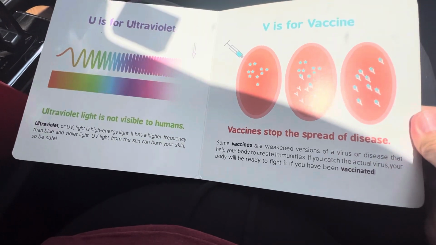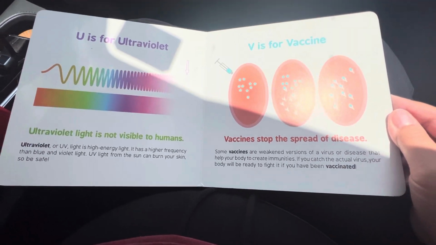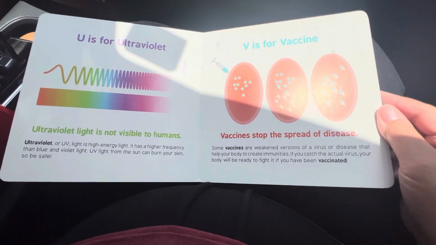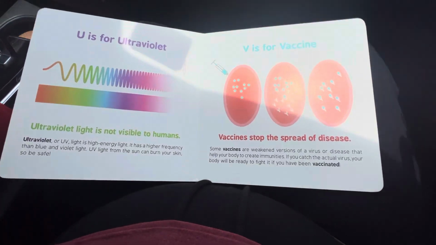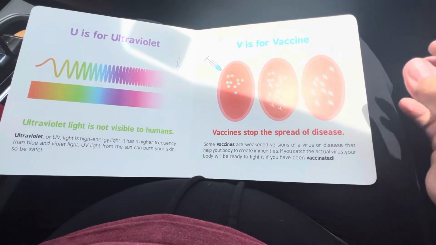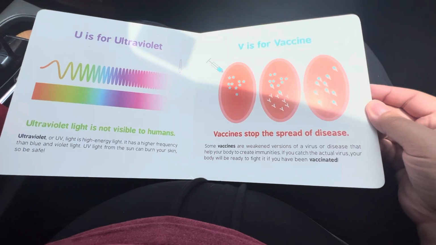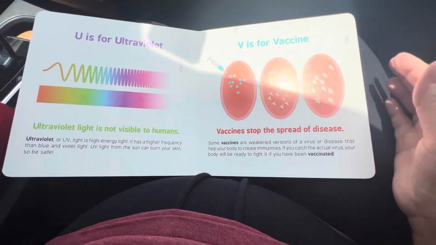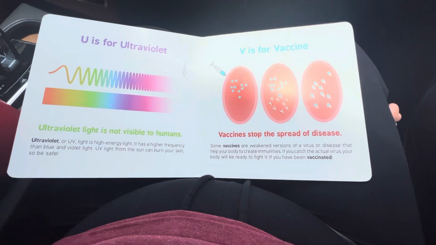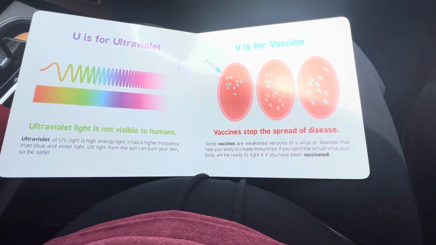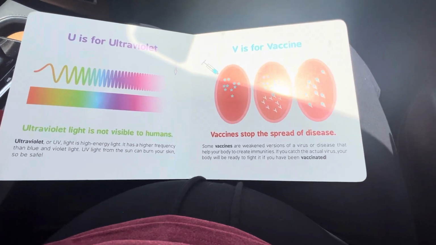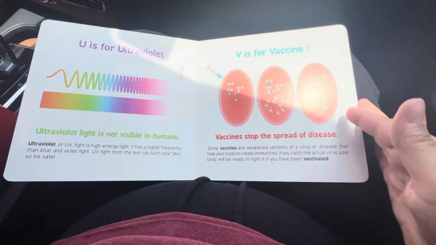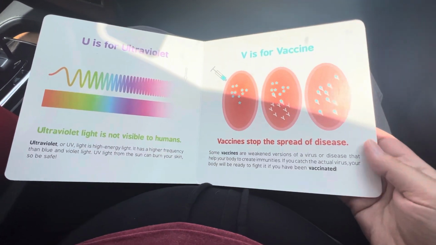V is for vaccine. Vaccines stop the spread of disease. Some vaccines are weakened versions of a virus or a disease that help your body create immunities. Some of them are just little pieces of a disease or virus to help your body know what it looks like. If you catch the actual virus, your body is ready to fight if you have been vaccinated. So actually, vaccines work to basically train our immune system, kind of like going out and having training exercises, and then your body is all ready to go out and do the fight when the actual problem comes. So it really helps us get ready.